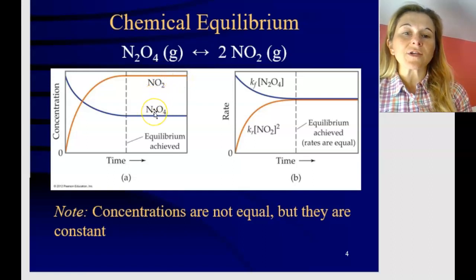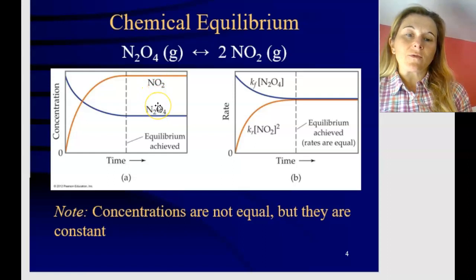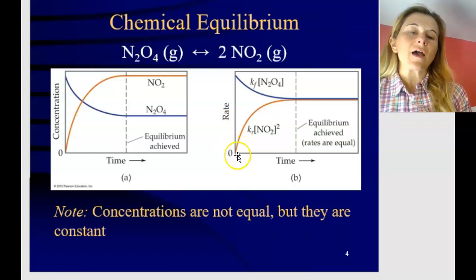The concentration is going to stay constant, but they don't need to be equal. So why use the word equilibrium? Well, that refers to rate. Over here, we're talking about rate. And so here we see at time 0, again, we have 0 amount of our product. And here we have 100% of our reactants.